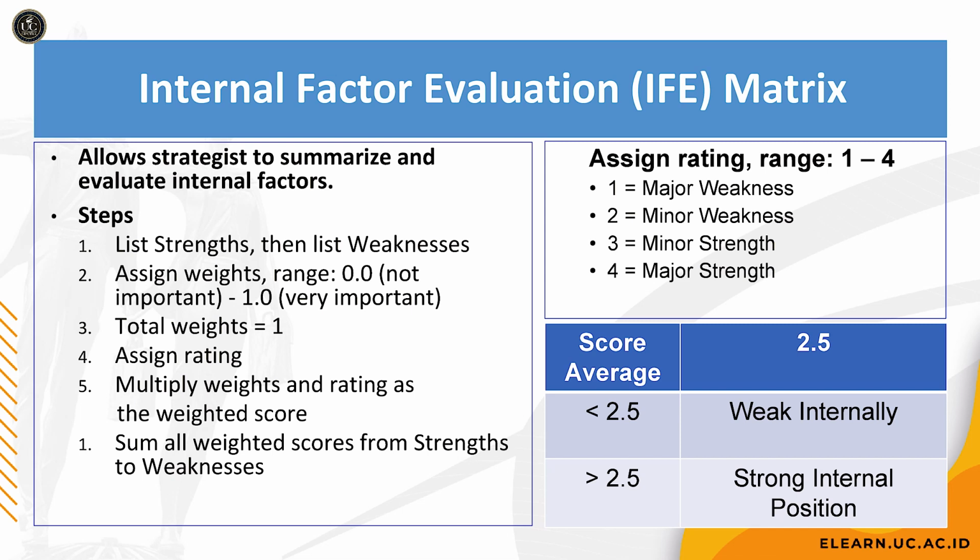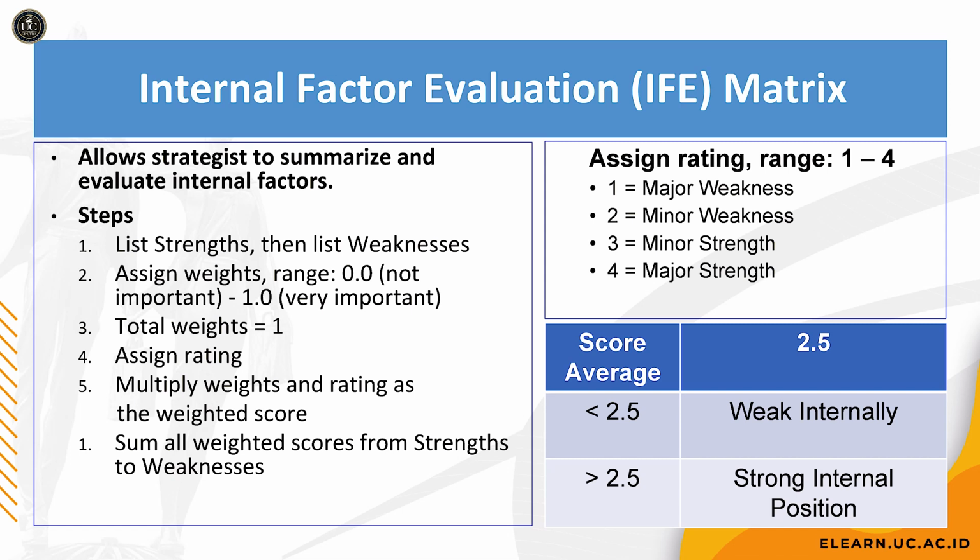If a particular strength or weakness is very important, then you can assign a higher weight compared to the other strengths or weaknesses. And then you can assign a rating to each point. The rating ranges from 1 to 4. Number 1 means major weakness. Number 2 means minor weakness. Number 3 means minor strength, and number 4 means major strength.